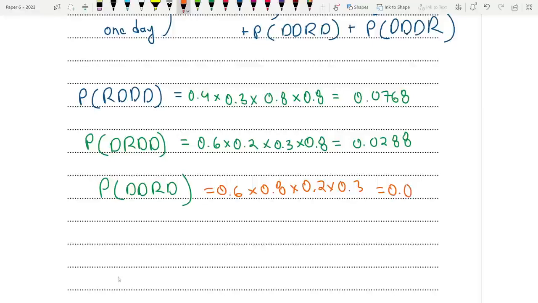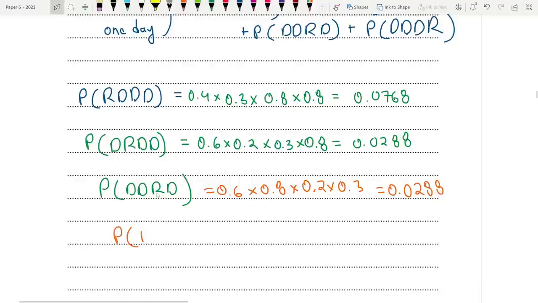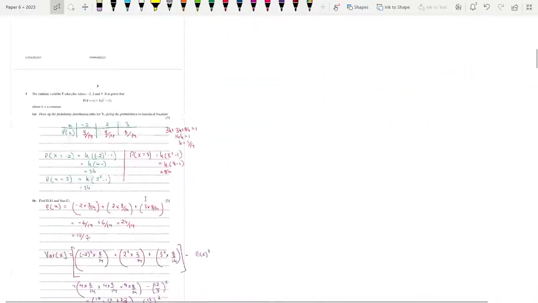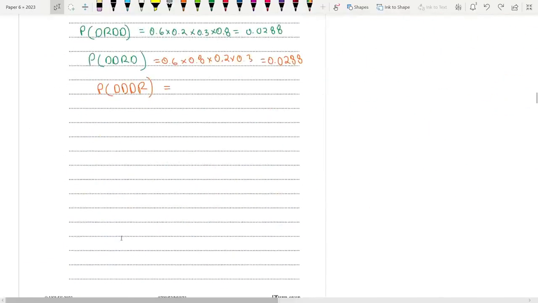This is also 0.0288. So we're actually seeing a trend here. For the final one is PDDDR. Let's check this one out. Where is it? Wait. It is DDDR, 6882.